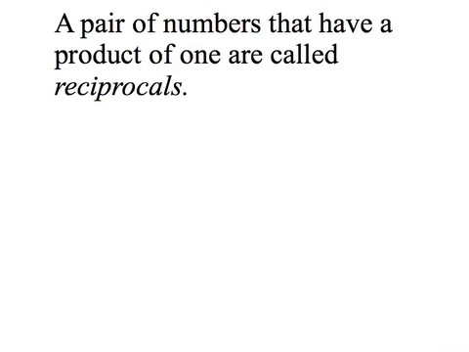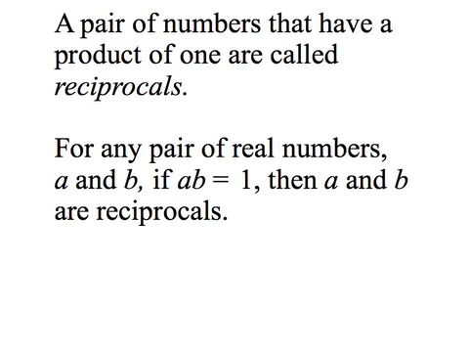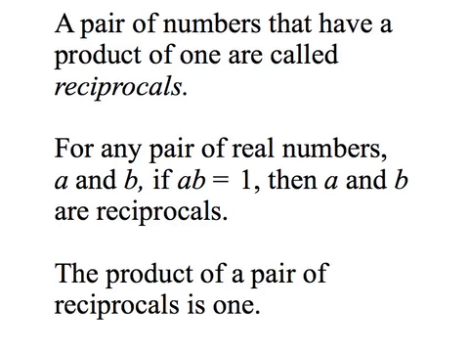A pair of numbers that have a product of 1 are called reciprocals. For any pair of real numbers a and b, if a times b is equal to 1, then a and b are reciprocals. The product of a pair of reciprocals is 1.